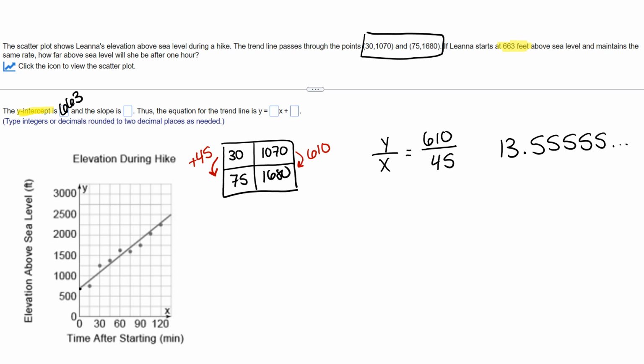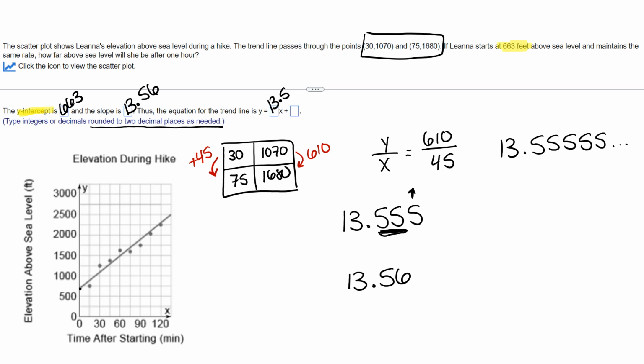Now, the directions tell us to round to 2 decimal places. So 13.555, 55 is our 2 decimal places. The next 5 tells us to round it up. And so 13.56 is going to be our slope. Thus, the equation for the trend line is y equals 13.56x plus 663.